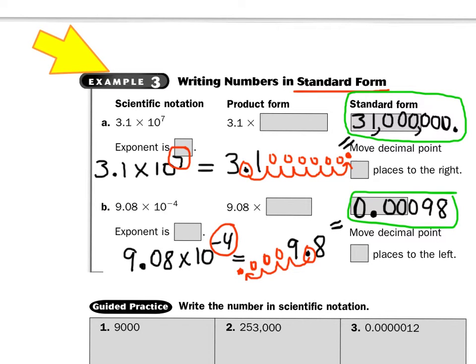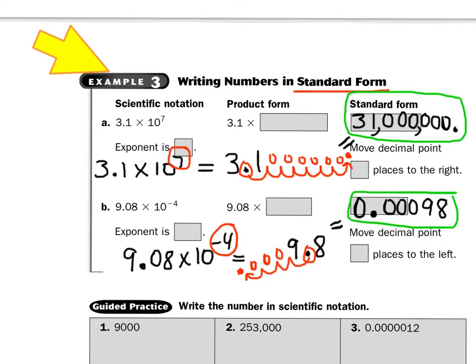If they gave me 9.08 times 10 to the negative 4th power, and they want me to write it in standard form, I write the number that they gave me, 9.08 times 10 to the negative 4th power. With my red, I circle the exponent because that's telling me what to do with the decimal. Negative means move it to the left for 4 places, okay? So I write that number that they gave me, the 9.08.